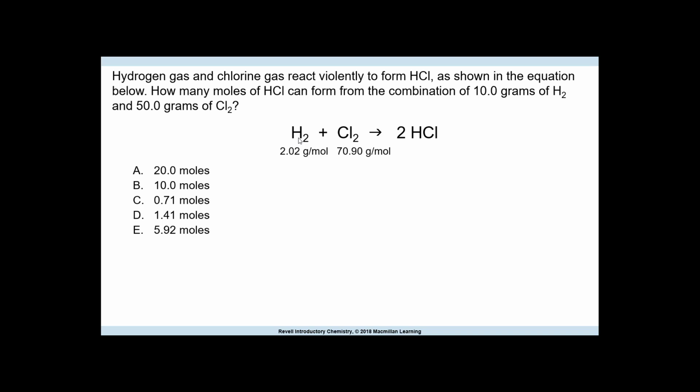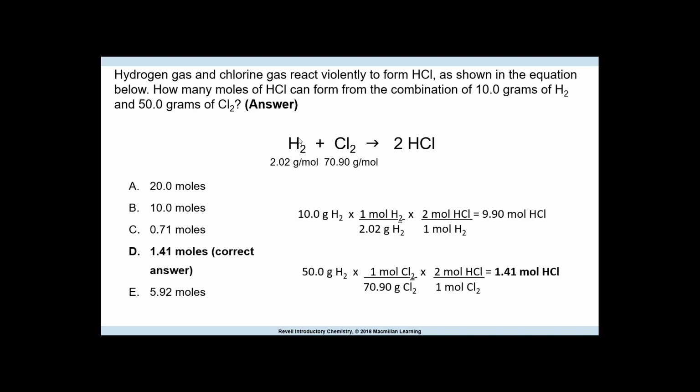Hydrogen gas and chlorine gas react violently to form HCl, as shown in the equation. How many moles of HCl can form from the combination of 10 grams of H2 and 50 grams of Cl2? Just because it's grams doesn't mean this is any different. You are given both amounts from the reactants. So again, I probably should have done this in an ICE table for you. Didn't even think about it. I'm just so used to doing this. But if you guys need help with this, please contact me. We can work these out together.